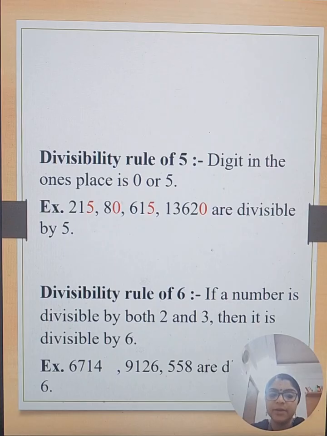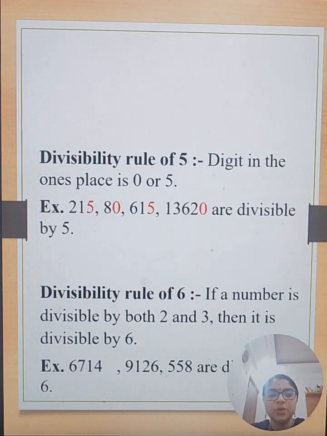We know that if a number is given, the digits have to be placed in the ones place, then the tens place, and so on, the place values. We know how to write the place value for a given number. So if a number is given to you and the ones place is 0 or 5, then we can tell the given number is divisible by 5.